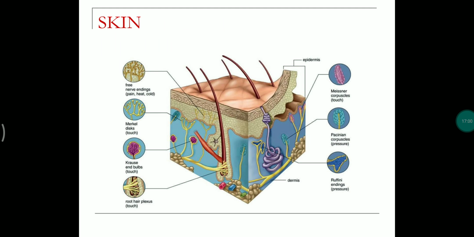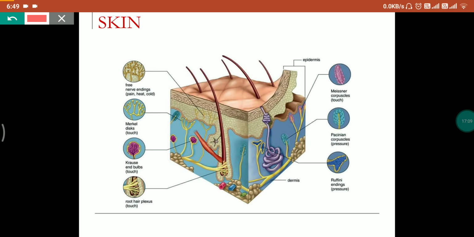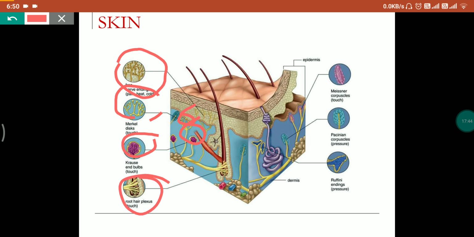Coming to the skin. The skin is the largest sensory organ in our body, which consists of receptors which help in the sense of touch, pressure, etc. Here we can see the free nerve endings, which help in sensing temperature; we call them thermoreceptors. And these are Merkel discs, or Merkel receptors, which help in the sense of simple touch, and the end bulbs of Krause, which sense pressurized touch or touch with force.